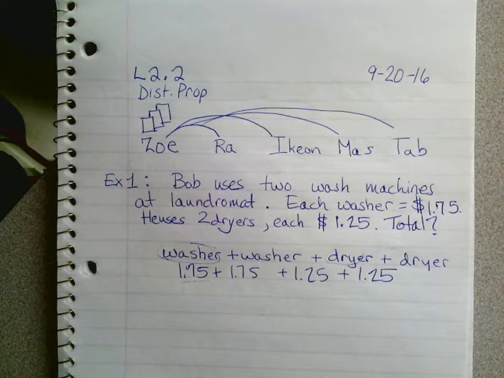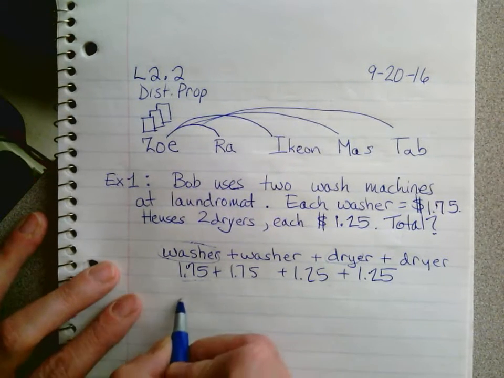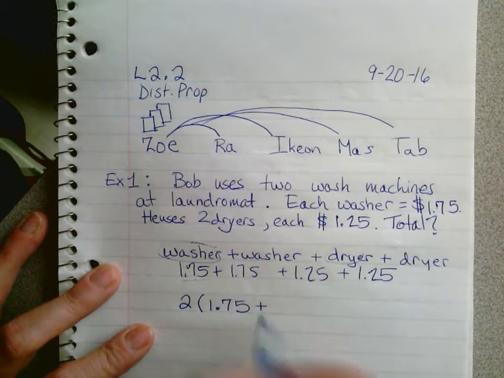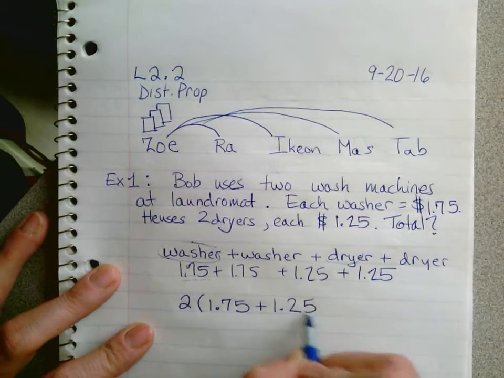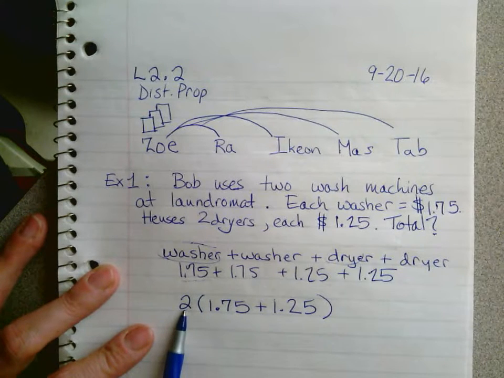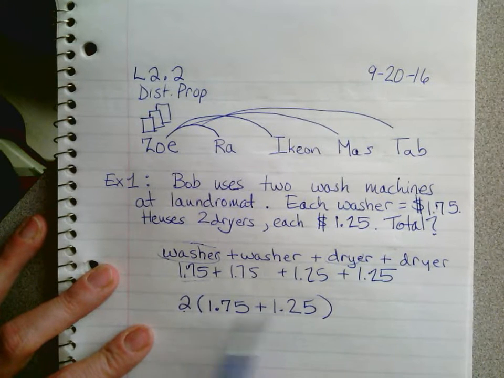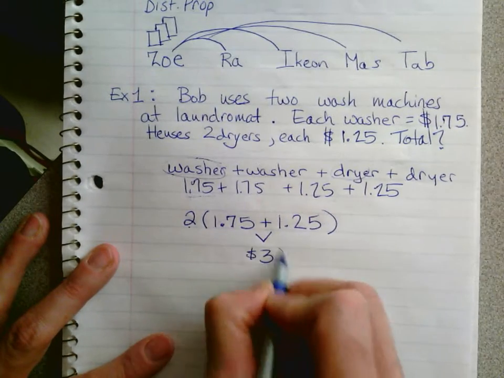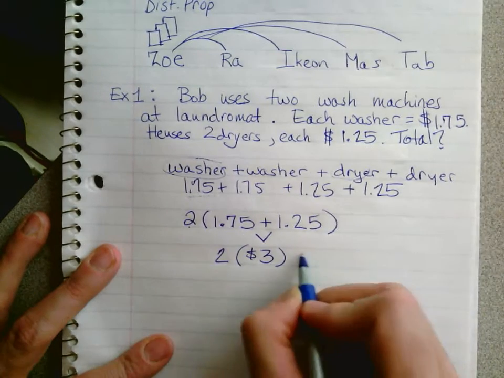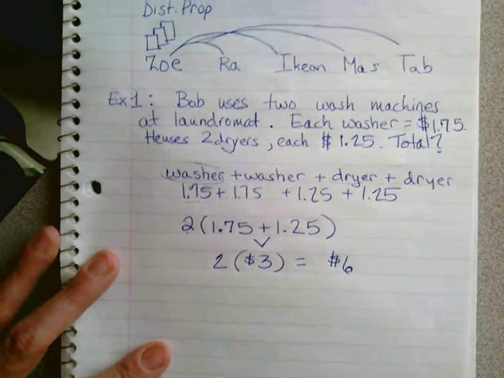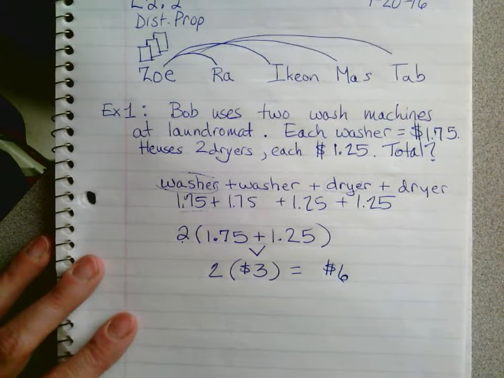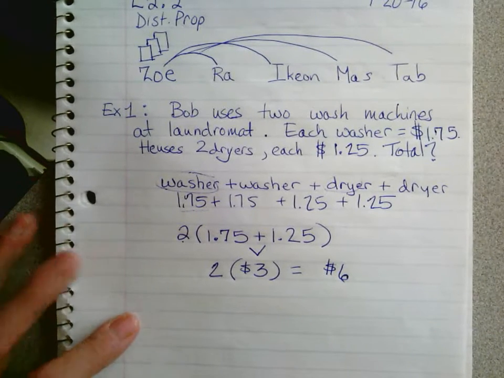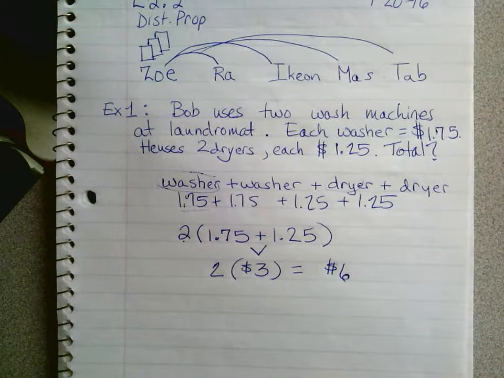$3. And since there are 2 such cycles, a wash and a dry, you can simply multiply 2 by the sum of these 2 items. Okay? We've already been told that it's $3 for a full wash and dry, meaning that Bob spent $6 at the laundromat. So far so good, everybody? I know you're hot, so am I. That's example 1.